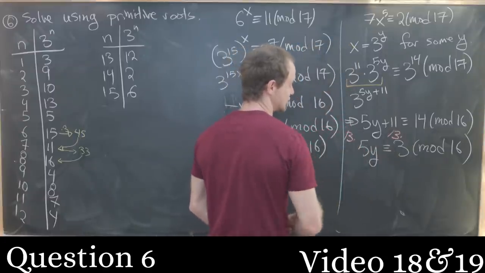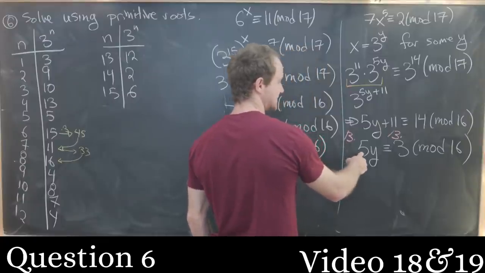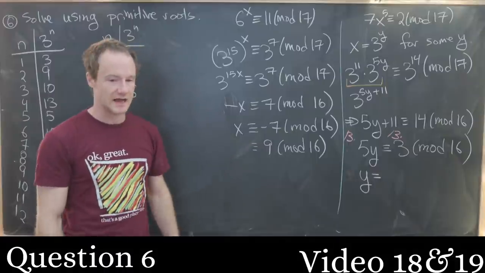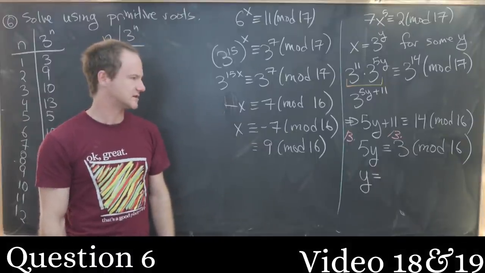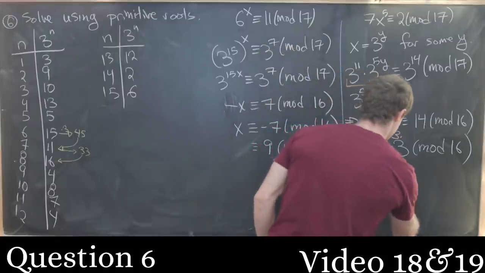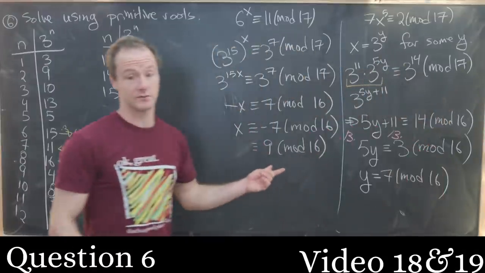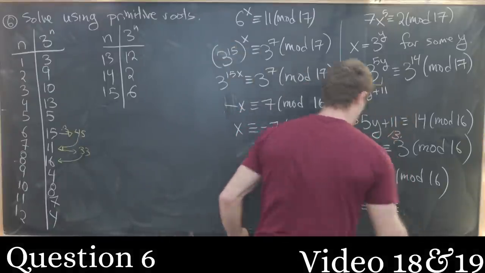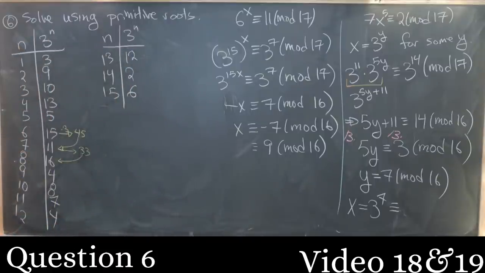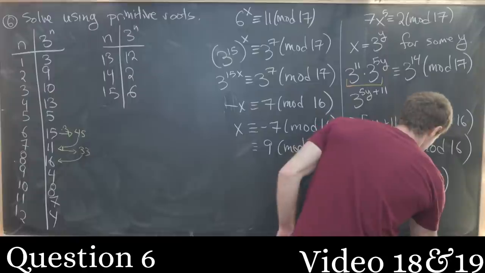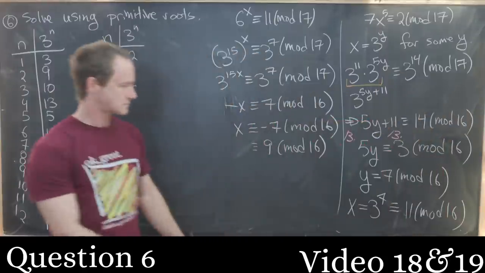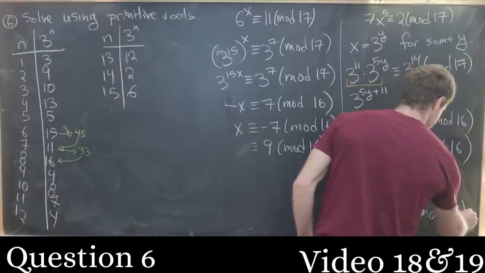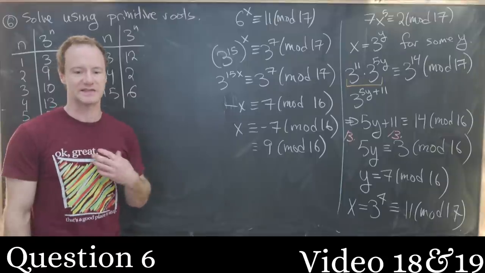So 13 times 5 is 65, which is one more than a multiple of 16. That makes it 1. And then 13 times 3 is 39. But 39 mod 16 is 7, right? So y is 7 mod 16. But we're not done, right? Because we wanted x, which was 3 to the y. So x is equal to 3 to the 7, which is congruent to, let's see, our chart over here, 11. So we've got 11 mod 17. Okay, so that's how we solve each of these. I was corrected. This should be mod 17 because we're out of the exponent world here. We're back into the base world.